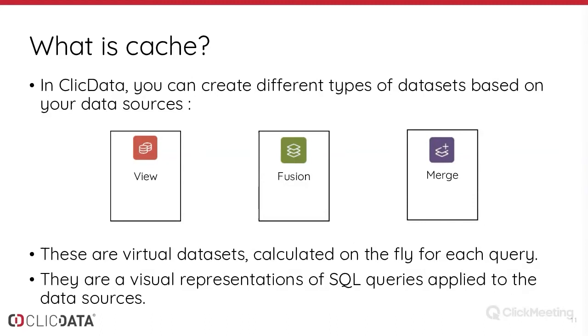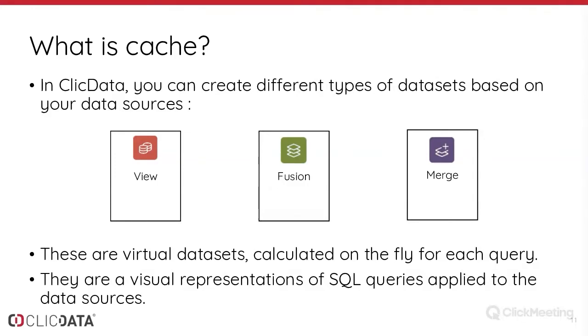So with these three types of data sets, you actually create a whole new set of data, which seems to be new data sets, but actually they're all very virtual until you cache them. That means that every time you create a view, you create a virtual data set. This is calculated on the fly each time it is queried, for example, in a dependent view or in a fusion, or if that view is used in a dashboard and widgets, every time the widget is queried, the view will calculate based on the query that was done. So these views, fusions, and merges are really just visual representations of SQL queries.